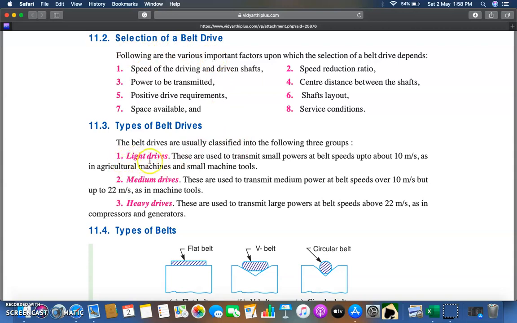There are basically three types of drives: light, medium, and heavy, depending on the power transmission. If they are transmitting very small power, it is called a light drive, with speed roughly about 10 meters per second. This is basically used for agriculture machines or small machine tools. Medium drives are used for medium power at belt speeds from 10 meters per second up to 22 meters per second, in medium power machine tools. Heavy drives are used above 22 meters per second, in compressors and generators.